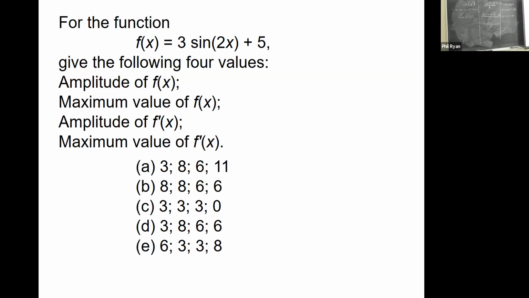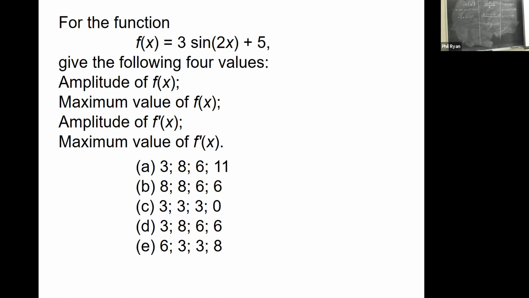Okay. The answer is E. Okay, let's have a look. Let's go through. The amplitude of F is just 3, because it's just how much it goes up and down. The maximum value. What is the maximum value? Well, the maximum we can get from this is 3. We add it to 5, we get 8. So 3, 8.